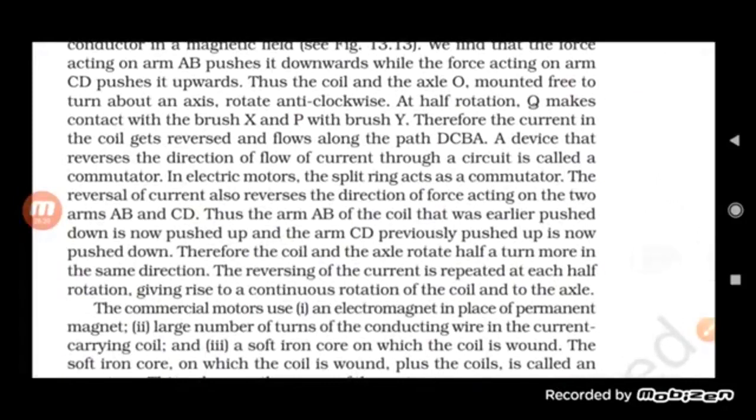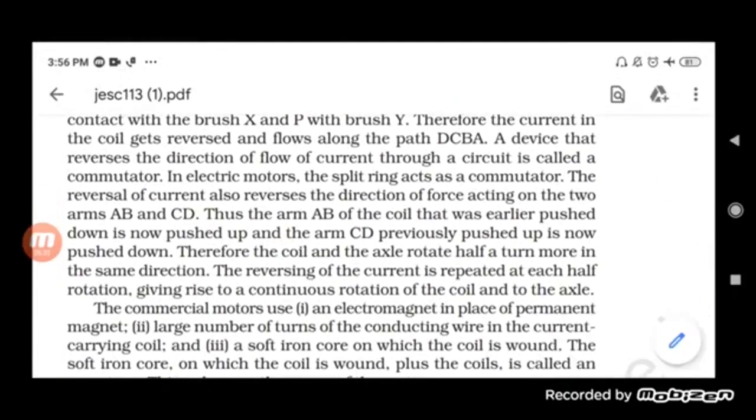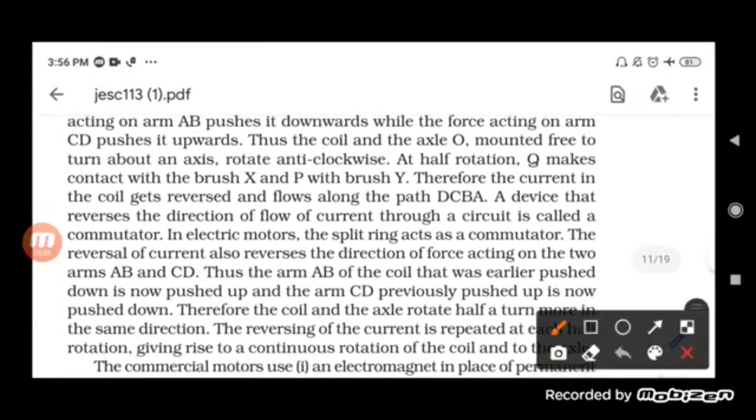You can see here it is written that at half rotation, Q will make the coil get reversed. It contacts brush X and P contacts brush Y, and therefore the current in the coil gets reversed. As the current gets reversed, it starts moving not as ABCD but as DCBA, in the reverse pattern. This reversal of the flow of current through the circuit is done with the help of a commutator. The split ring acts as a commutator, and this commutator helps in the reversal of the current as well.